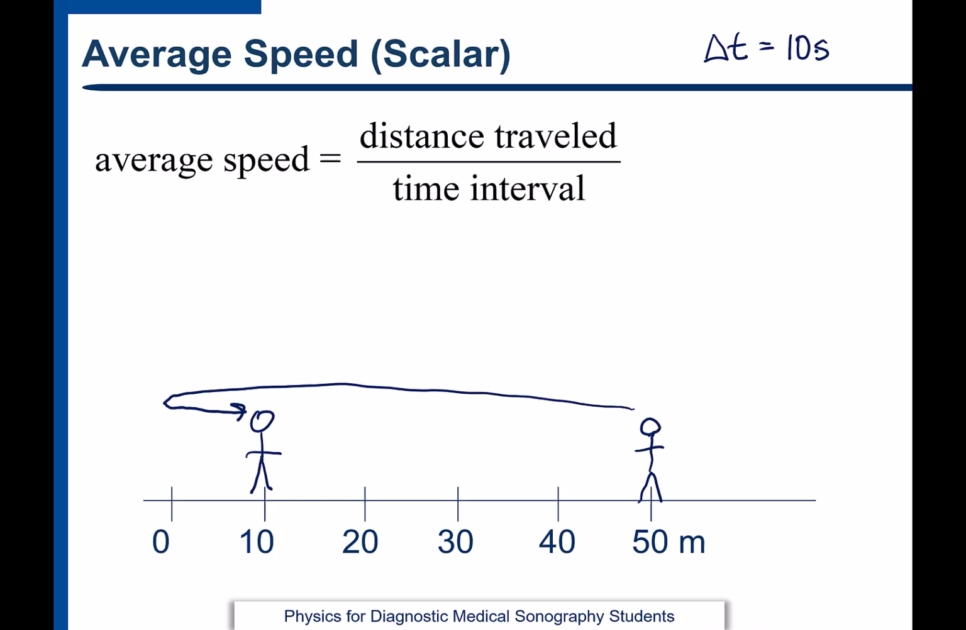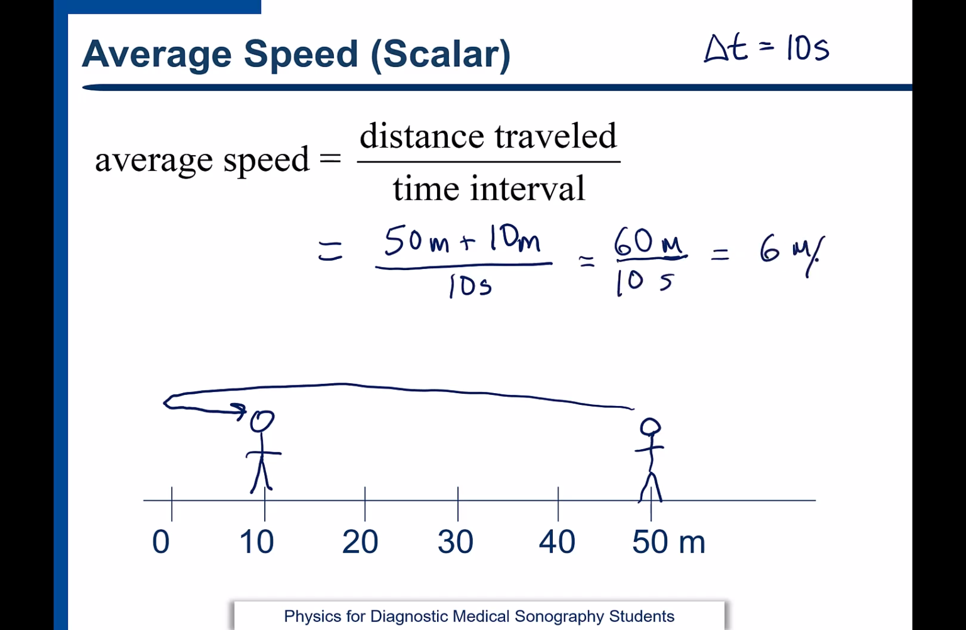Well, let's figure out what their average speed was for that motion. You'll notice all I have to do is take the distance they traveled. So again, the person went 50 meters, plus they went an additional 10 meters. And we just want to divide that by that time interval, how much time it took them to do it. And you'll notice that we have 60 meters divided by 10 seconds, or 6 meters per second. That would be the person's average speed for that motion.